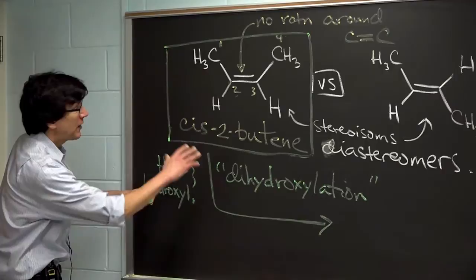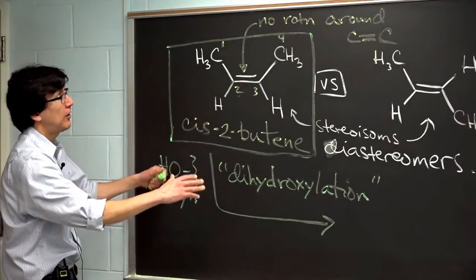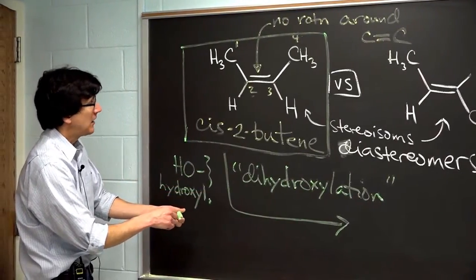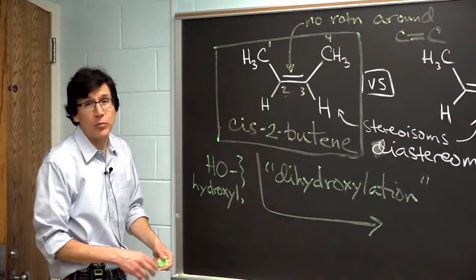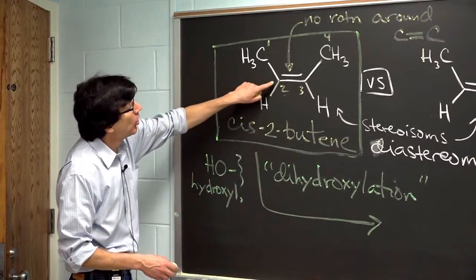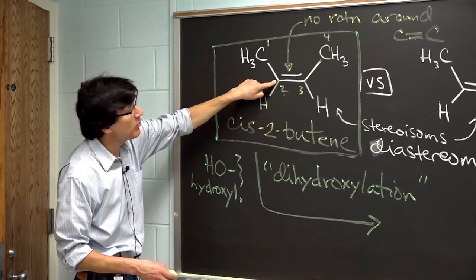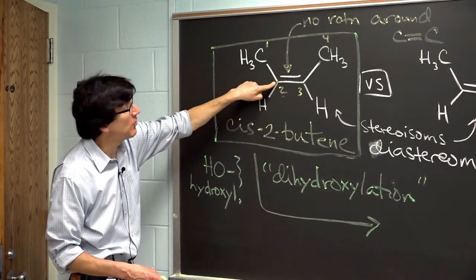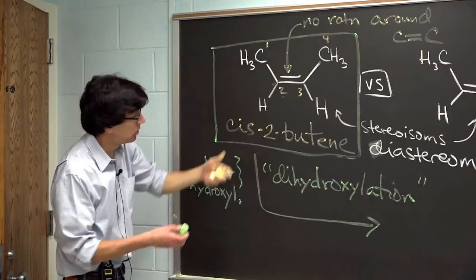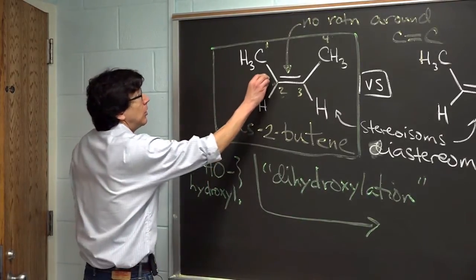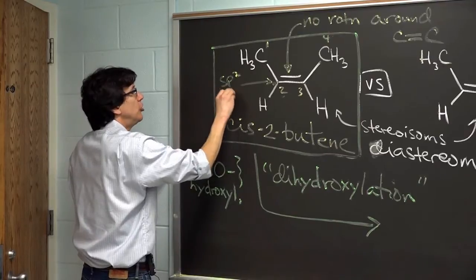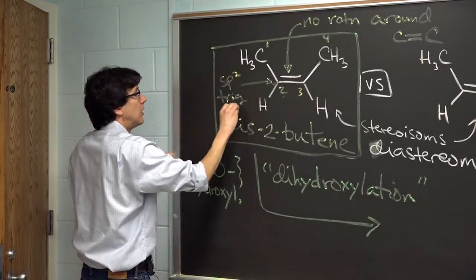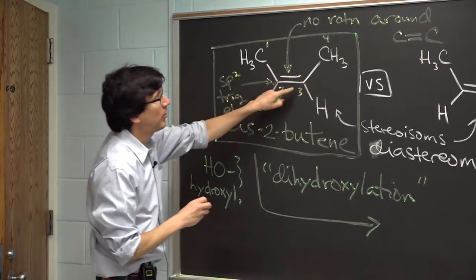And I want you to think about the possible stereoisomers, and in doing so, I want to try to connect this to the previous problems that we did. What's the hybridization and what is the geometry at carbon 2? Well, this is sp2, trigonal planar. And how about at carbon 3?